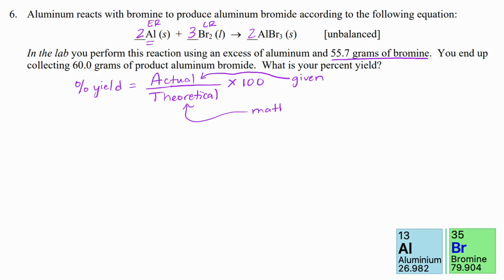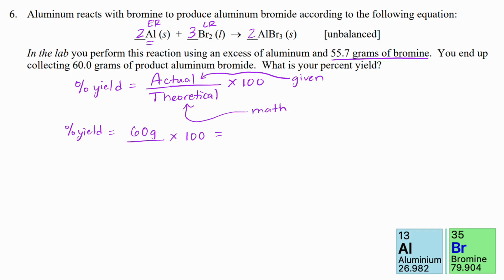So this is going to be the math or stoichiometry that you do to get your theoretical amount of product that can be made. So in this question, we have 60 grams of aluminum bromide that's actually collected. So if we are solving for percent yield, we already have the numerator of the equation, which is 60 grams. Now we just need to solve for our theoretical amount of grams, and then we're going to multiply that by 100 and get our final answer.